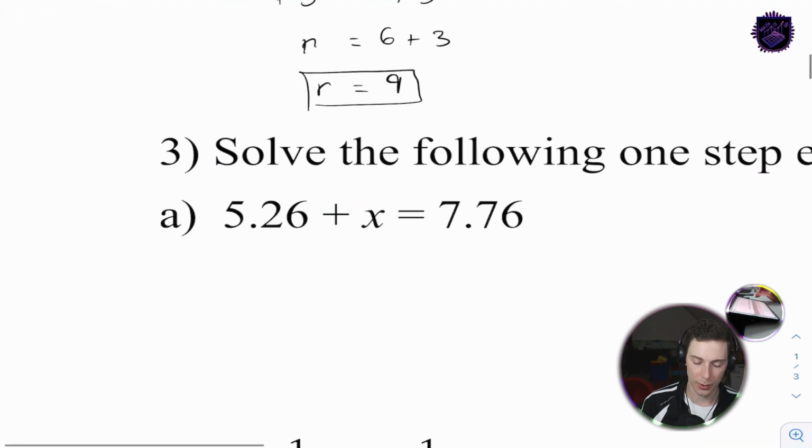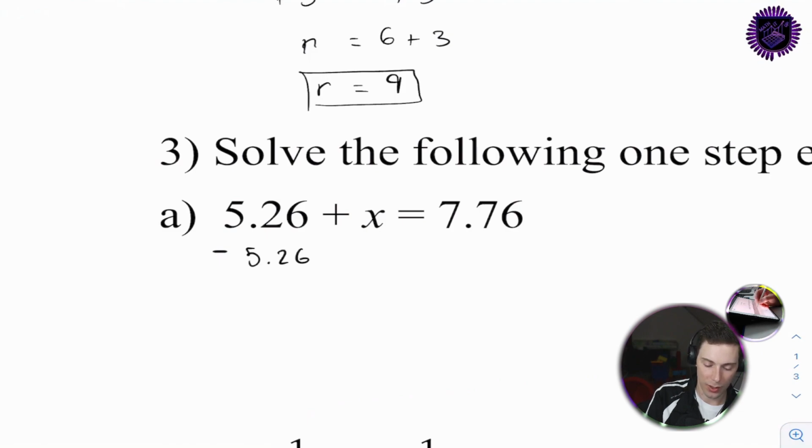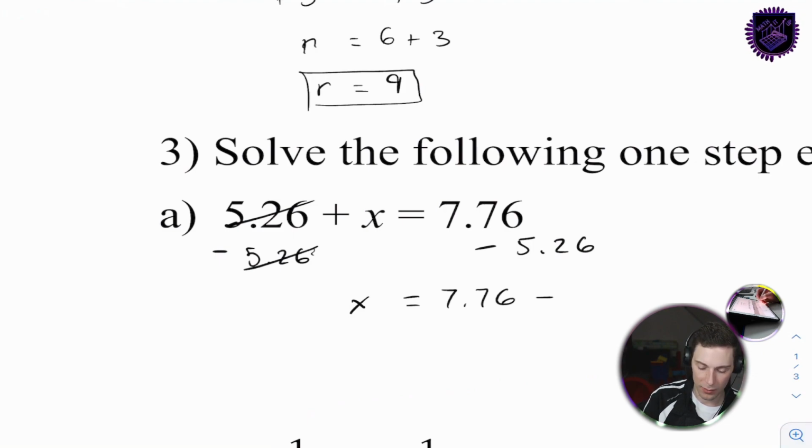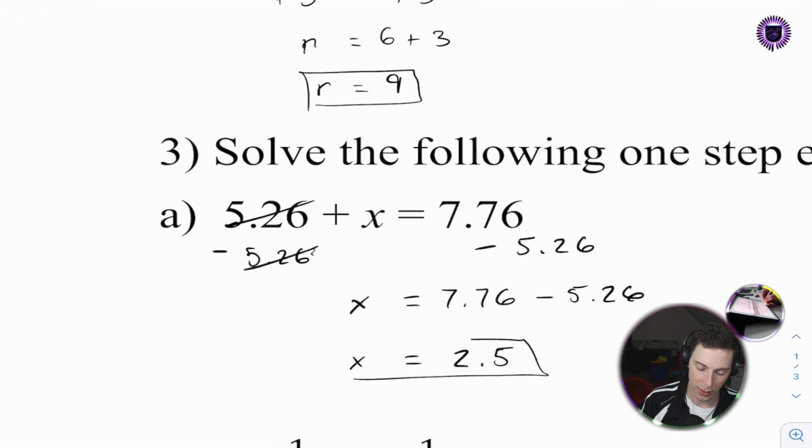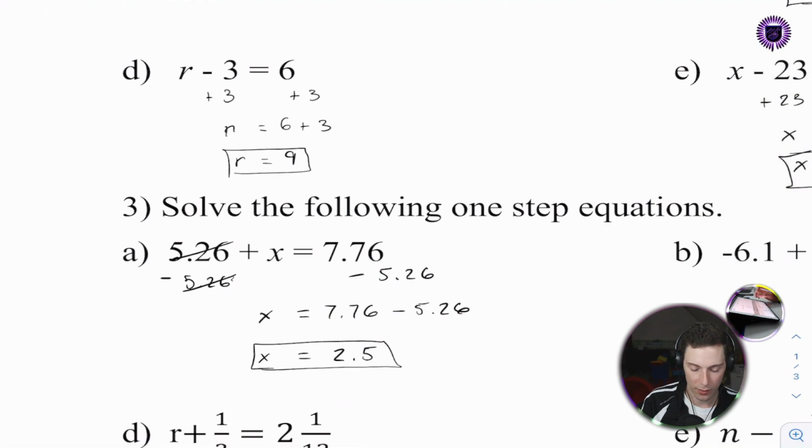3a, decimals. Okay. So we want to do the opposite of this, subtract 5.26 from both sides. On this side, it cancels out, leaving us with x is equal to 7.76 minus 5.26. And we can do that math. X is equal to, let's see, 2.5. That's my answer there. X is equal to 2.5.